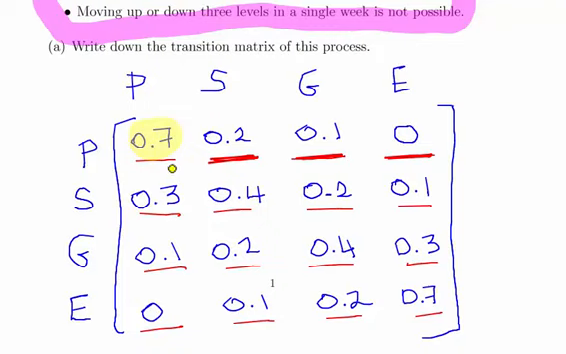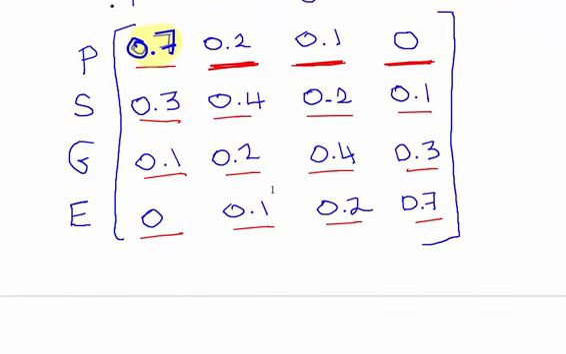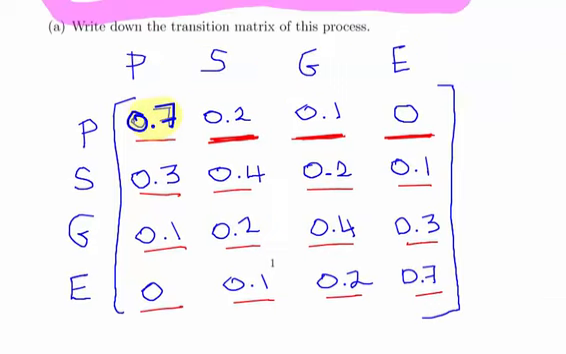Okay, that's a combination of going down 2 levels, going down 1 level, and just staying the same, and essentially the joint probability, or the combined probability, of that is 0.7. Now, likewise, if you're starting at S, the probability of going up to G is 20%, up 1 level. The probability of going from S to E is 10%, which is 2 levels.